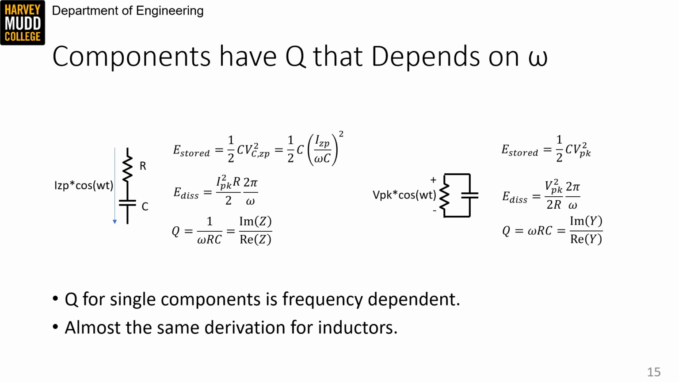The parallel version of this circuit behaves similarly. We drive it with a voltage source for ease of computation because the voltage will be the same across both branches. Our final definition of Q is the inverse of the series case, and the mnemonic for parallel circuits is that you take the ratio of susceptance to conductance to find Q instead of reactance to resistance.